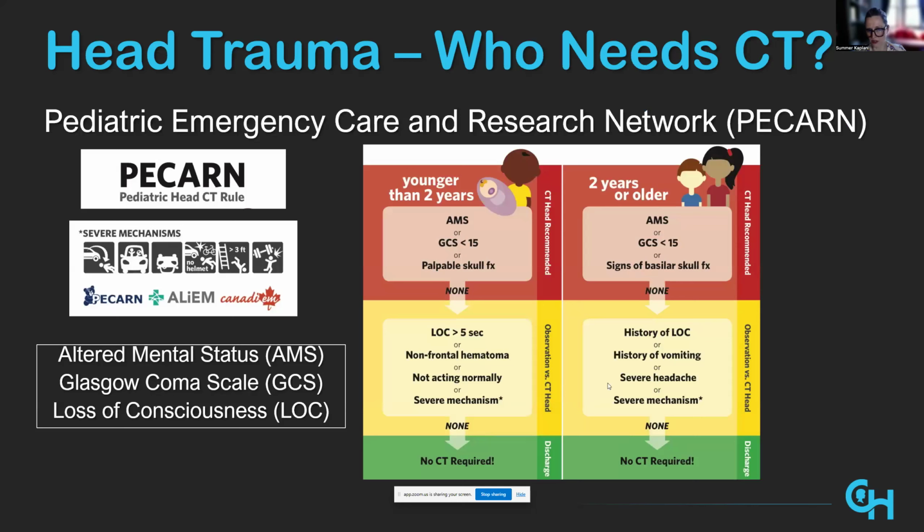So in kids older than 2 years, we have similar criteria for those who need head CT. So altered mental status, a GCS of less than 15, or signs of basilar skull fracture. And because these kids typically can give us more of a history of what's going on, we look for history of loss of consciousness, severe headache, and again, we think about the mechanism. Outside of that, again, CT is low yield and not recommended or required.